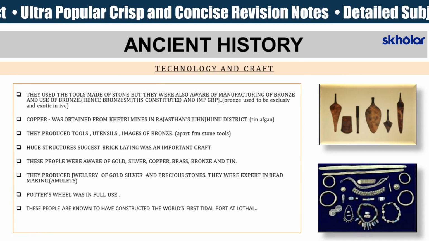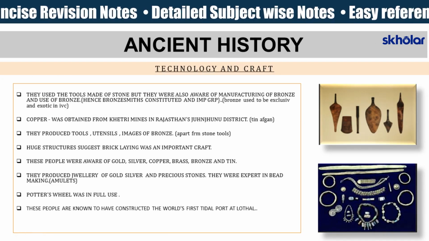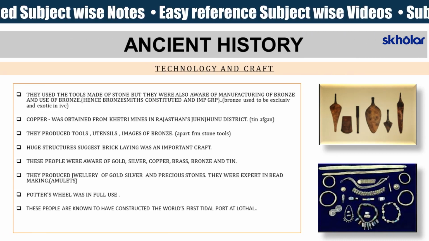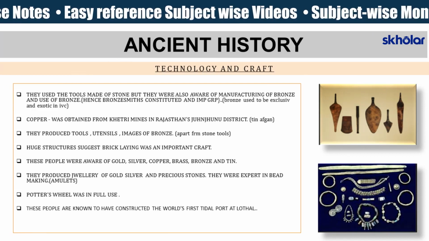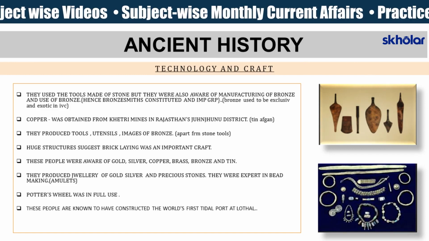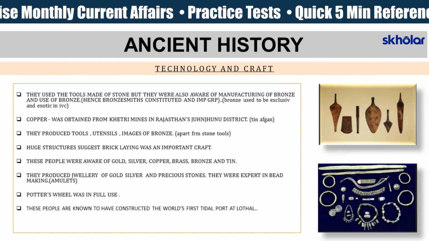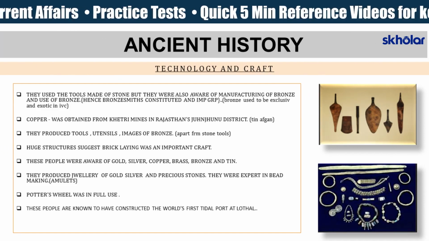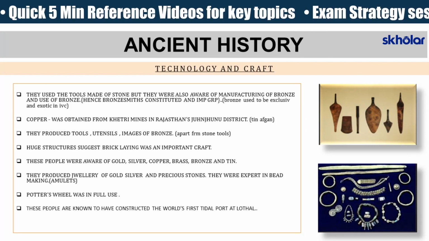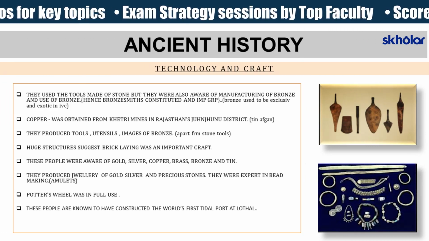They used the tools made up of stone, but they were also aware of manufacturing of bronze and the use of bronze. Now see, the bronze used to be a very exclusive thing in the Indus Valley Civilization. It was not like any other stone tool or wooden tool that we witness in the era in the Indus Valley and the period before. So since bronze was an exclusive thing, bronze smiths must have constituted an important group in the Indus Valley Civilization. So this is what we have concluded, that the bronze smiths constituted an important group because bronze was exclusive and it was not easily and cheaply readily available.